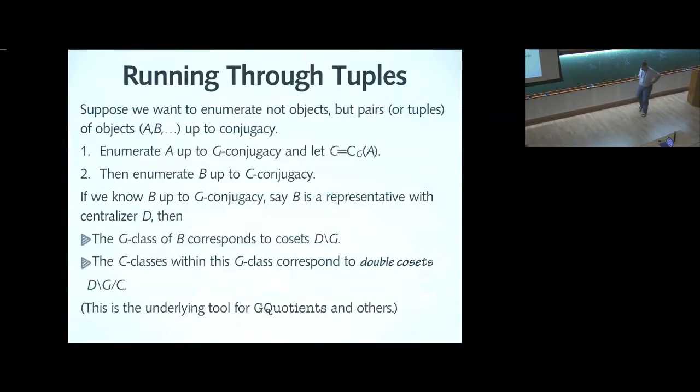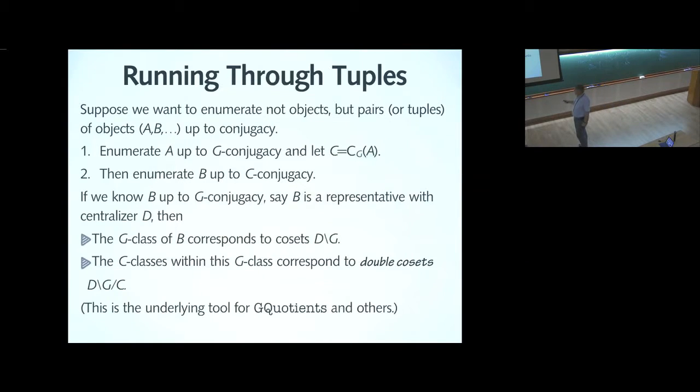Well, one task which is surprisingly useful is running through tuples of elements. So we had conjugacy classes of elements, but sometimes you don't just want conjugacy classes of elements, but of lists of elements or lists of objects. A, B, C, lists A, B, C. How can you do this up to conjugacy? Well, if you have lists, if you don't swap the ordering, you enumerate the possible first entries up to G conjugacy. Then you take the centralizer of the first entry and enumerate the possible second entries up to conjugacy by this centralizer.